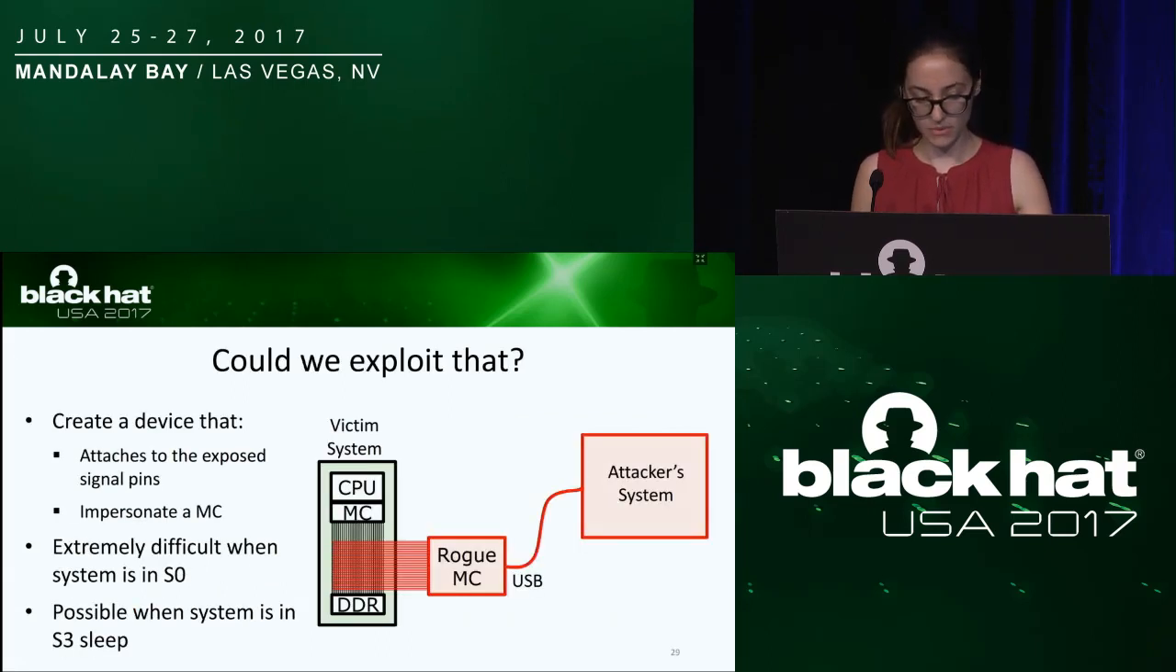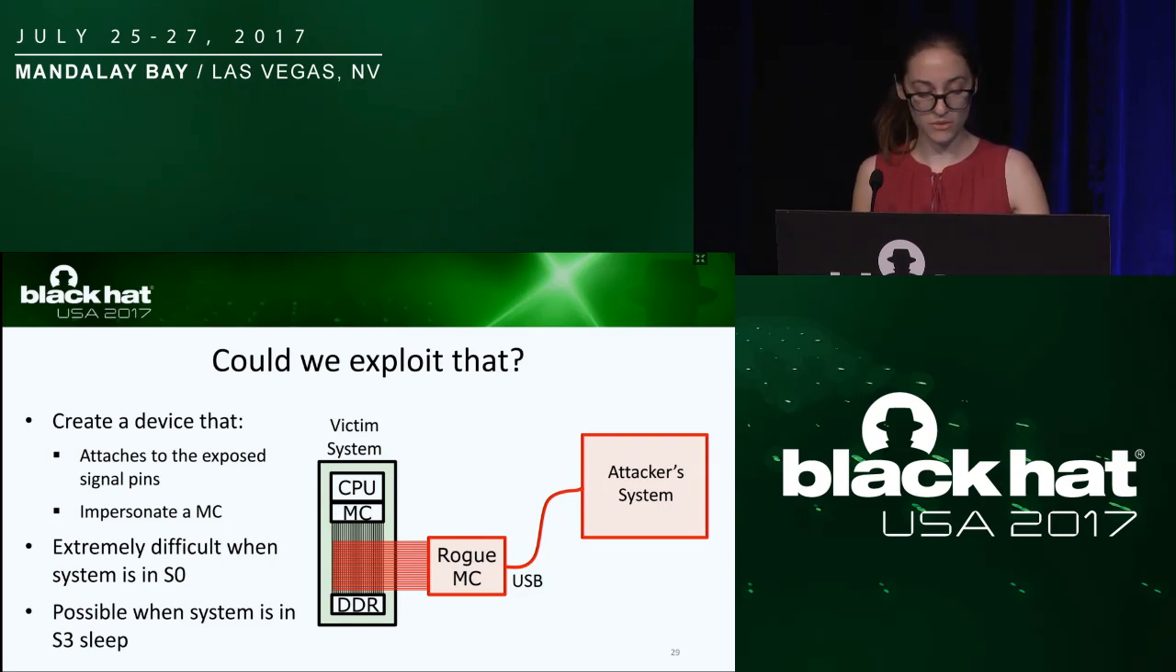But how could we exploit that? What we are thinking is to create a device that is attached to those exposed signal pins that I showed you earlier and impersonate a memory controller to the DDR. However, that would be extremely difficult when the system is in S0, normal operation, because the victim system memory controller will issue reads and writes, and the rogue memory controller or the attacker's memory controller will need to intercept that, and it will be a mess, and it's going to be extremely hard.